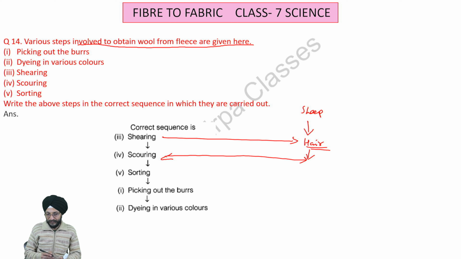After scouring, that is cleaning, we have to sort the wool according to the texture or the quality. Then we have to remove the burrs, and then we dye the wool in various colors.